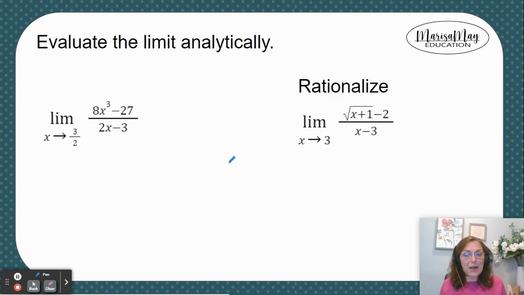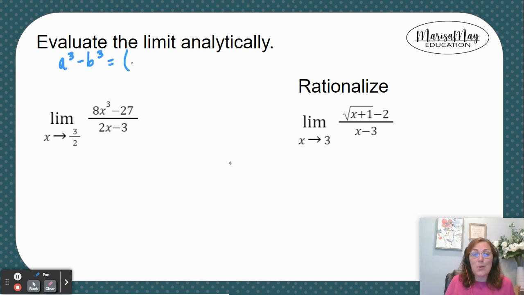Let's look at another problem that asks us to do a little bit of factoring. If you see here at the limit on the left, I can't substitute in the 3/2 because again, I get that 0 over 0. We call that an indeterminate form. But I need to factor. So I have to use my difference of cubes factoring pattern.